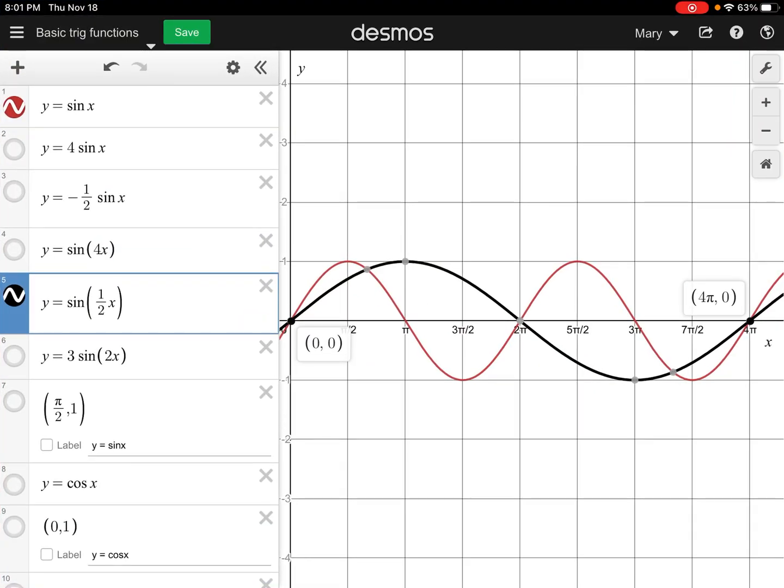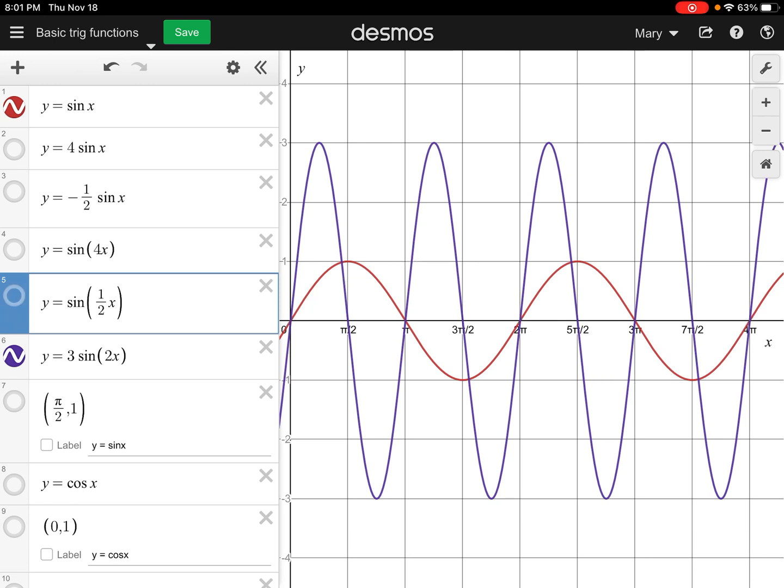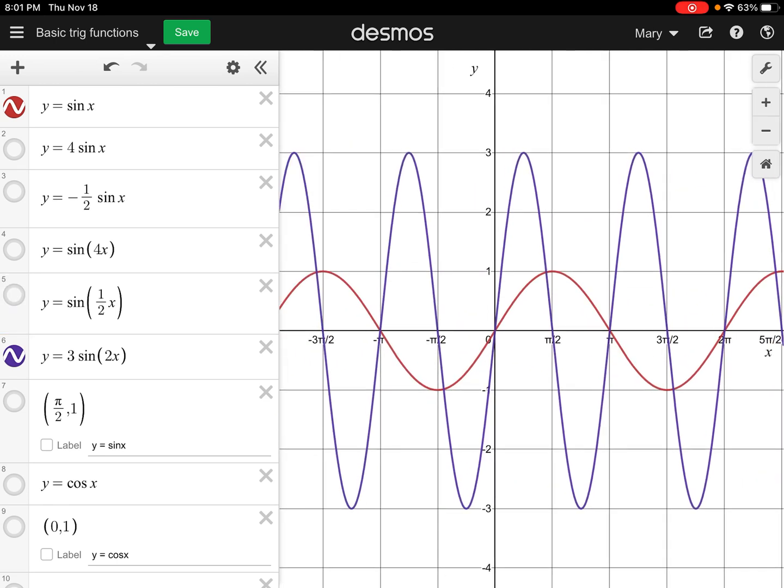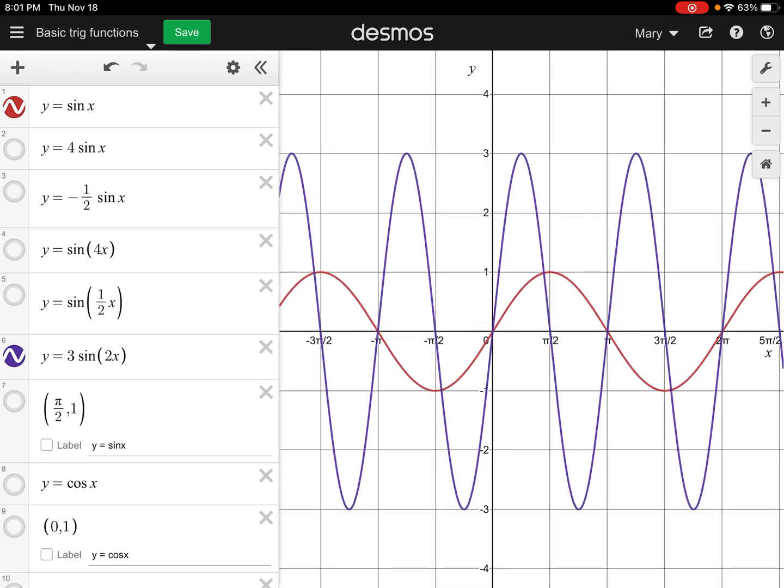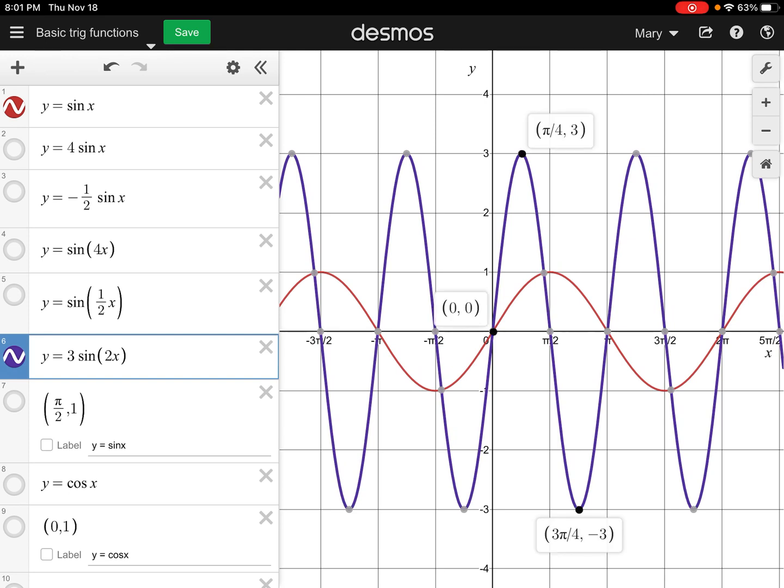Okay, so in this last one I did right here, I changed both. So let's take a look at the period. Looking on here, 0 is where it started, it went up high, low, there. Oh, so the period was pi. It started repeating itself after a distance of pi. And look at the amplitude, it went all the way up to 3 up here, okay? So that 3 was because there's a 3 in front. The period is pi because of that 2 next to the x.